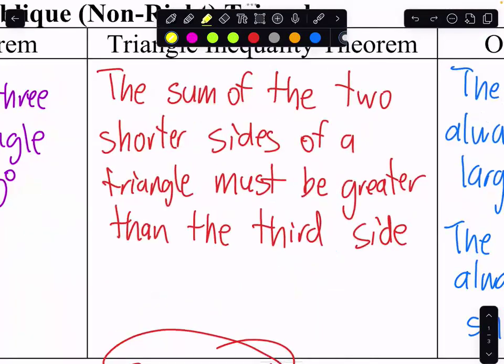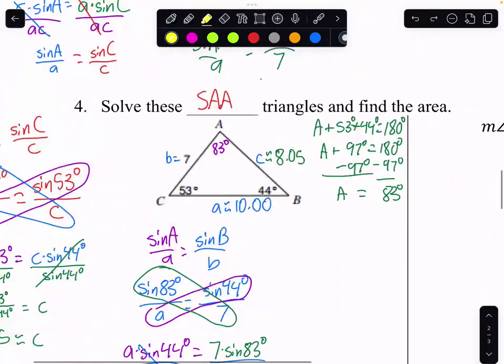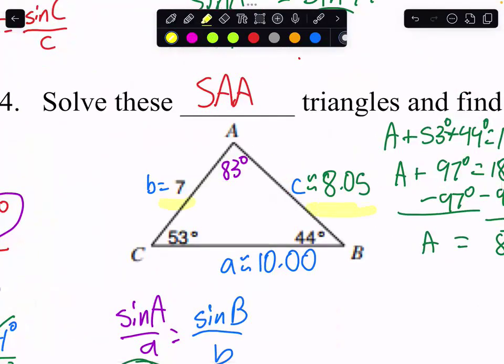Now the second rule. When you add the 2 shorter sides, is it more than the third side? You don't even need a calculator for this one. 7 plus 8 something is 15 something, which is way more than 10. So that's good also, right? The 2 shorter sides have enough length to meet up.